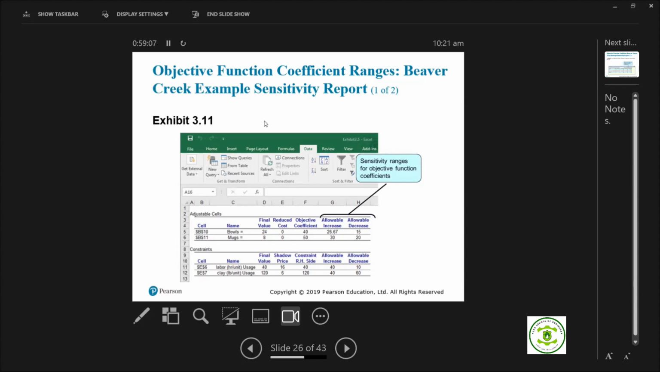That is for the upper limit. The upper limit or upper bound of the sensitivity. So that's the upper bound. Now, the allowable decrease is a reverse. What that means is that we can have this coefficient decreasing by $15. Remember, this is in dollars.